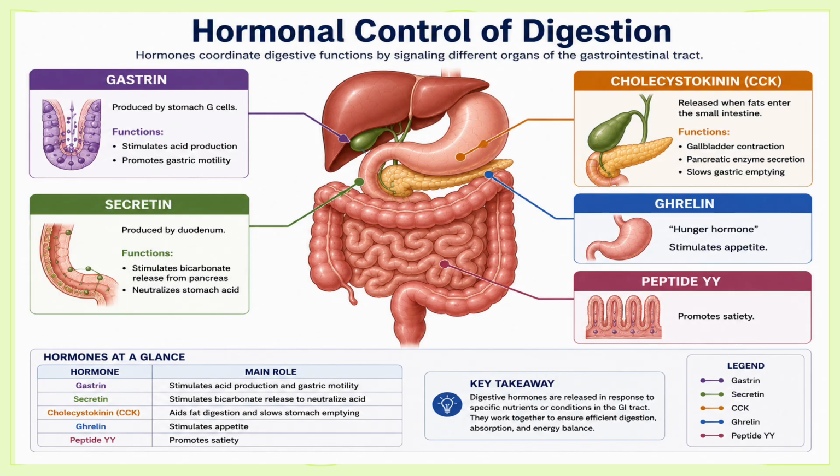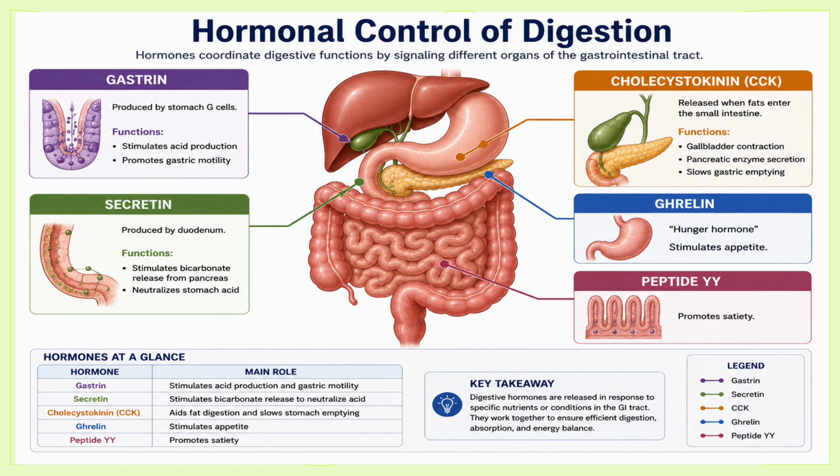In contrast, peptide YY promotes satiety, or the feeling of fullness. This is released from the intestines after the meal, and it helps to reduce appetite. Like basically tells you, okay, stop eating, let me digest this first, okay? This signals that sufficient nutrients have been consumed.